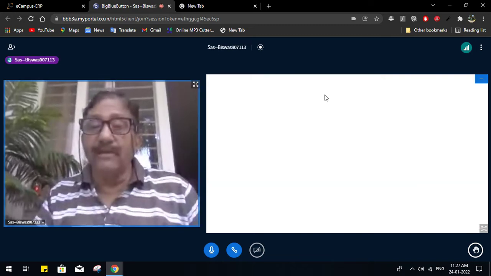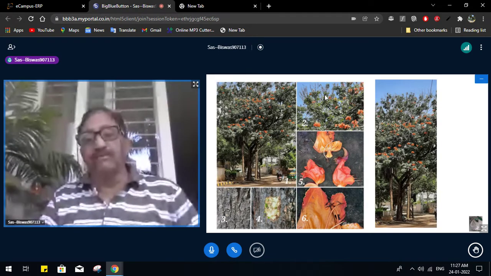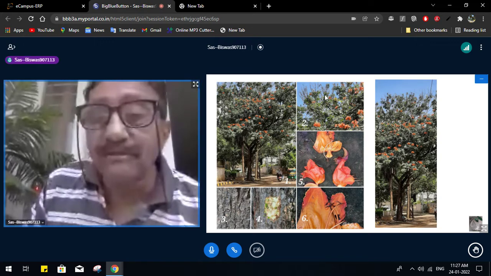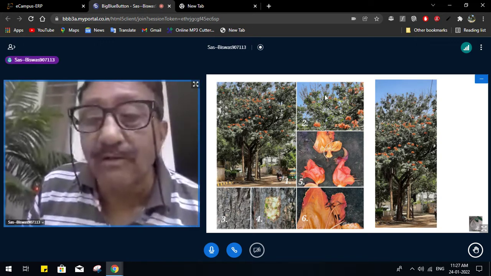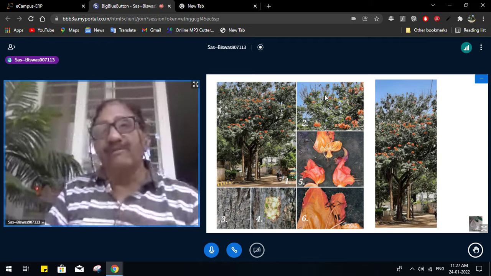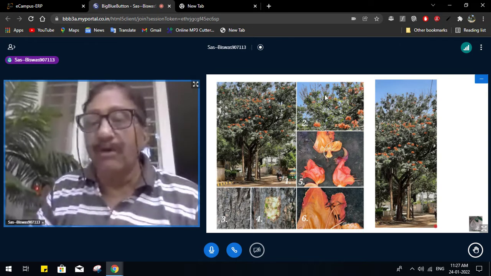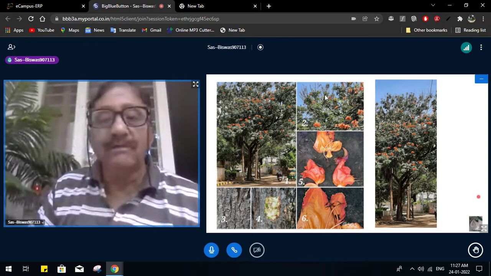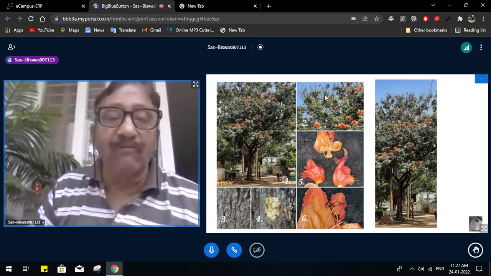And then comes the Spathodea. This is what is called African tulip tree, because the flowers appear like tulip flower. Look at this.